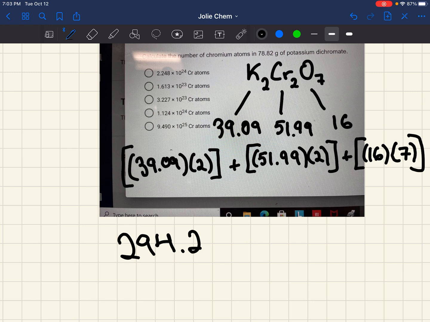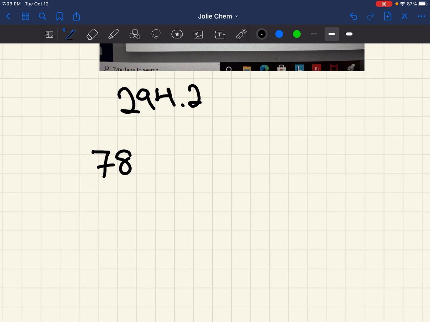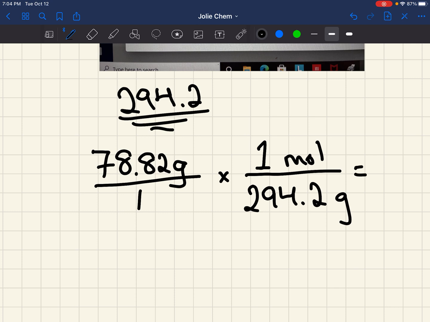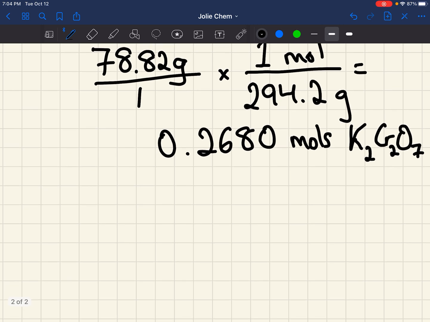And so now what can we do? We can find the moles. If there's 78.82 grams, we have that. And then in 1 mole, we found this, it's 294.2 grams. We know that there is about 0.2680 moles of K2Cr2O7.